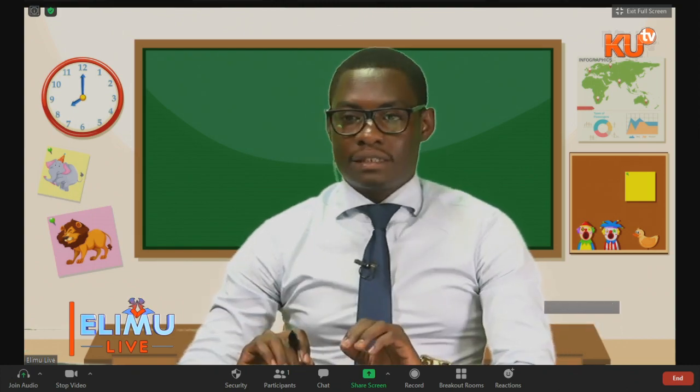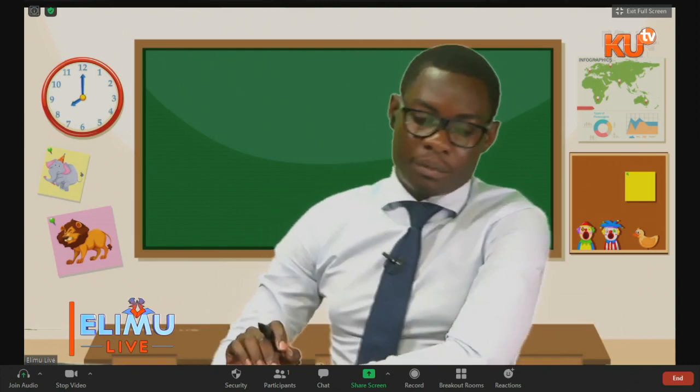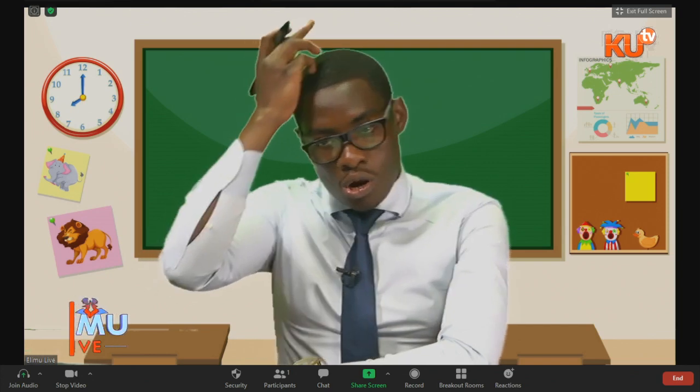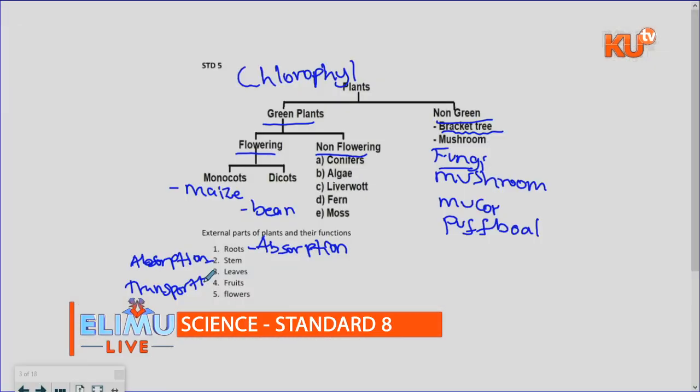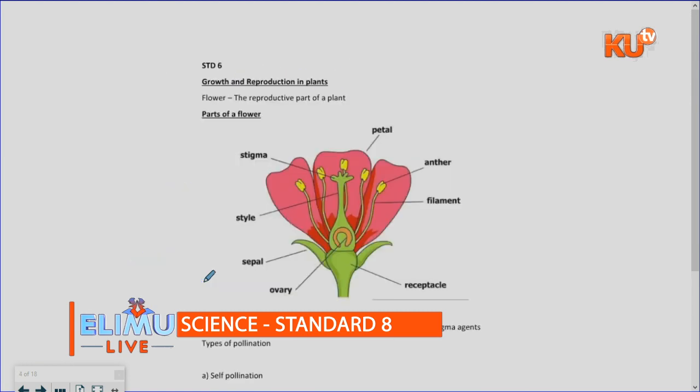And that is about class 5. There are so many questions set there, that's why I was very slow. We also go to class 6, where we talk about reproduction in plants. In reproduction in plants, we are looking at a flower. So how do you define a flower? A flower is the reproductive part of a plant.